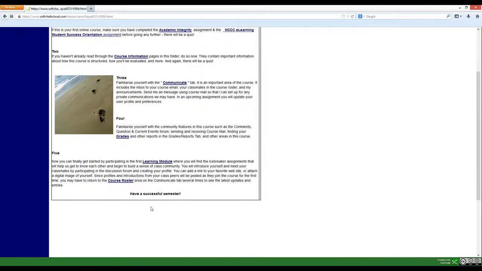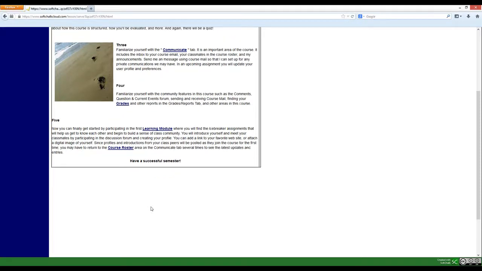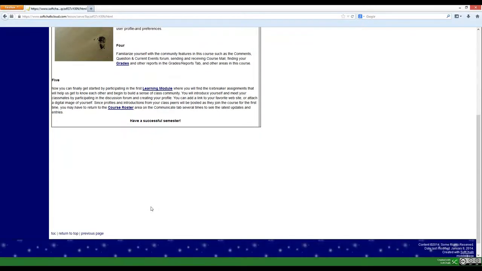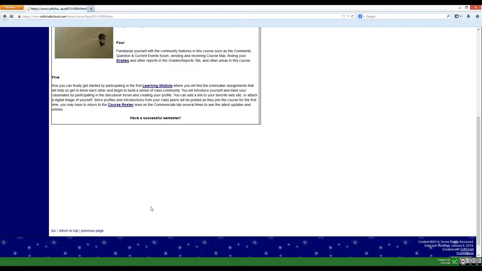And at the bottom there we have just a little note, a positive ending, positive tone to the overview and introduction. Have a successful semester. Okay, so hopefully, after reading this lesson as a student, you would feel excited about beginning the course. You have that positive tone. You would know how to begin the course, and you would have an idea of what to expect.